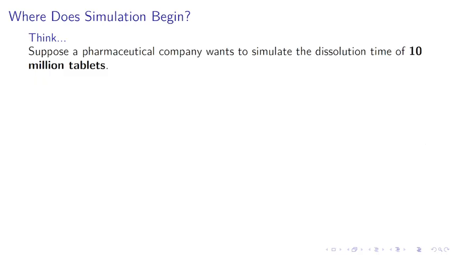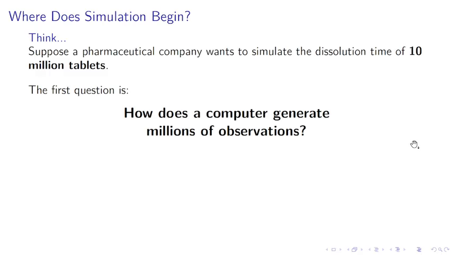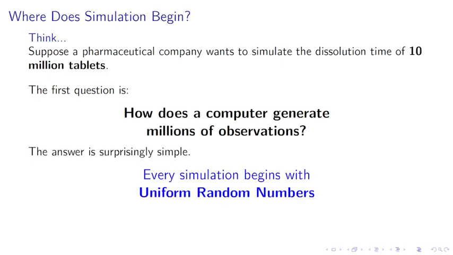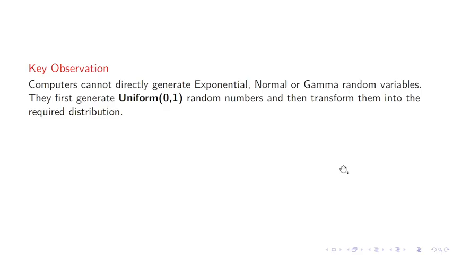Suppose a paracetamol company wants to simulate the dissolution time of 10 million tablets. The first question is, how does a computer generate millions of observations? The answer is simple. Every simulation begins with uniform random numbers. Remember, uniform random numbers. These numbers lie between 0 and 1. U is the uniform random number. The range of uniform random numbers is 0 to 1.